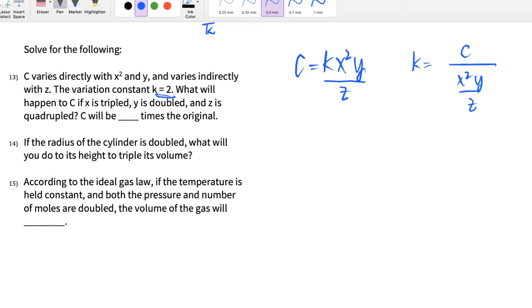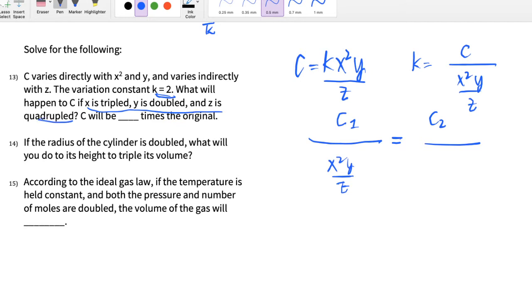Now, let's equate C1 and C2. C1 for the original values of C, and C2 for the adjusted, or itong mga nasa question: what will happen to C if X is tripled, Y is doubled, and Z is quadrupled? Okay, so here you will have X squared Y over Z. This should be equal to, kasi nga yung K mo is constant, C2, or ito na yung binago mo na bago na value na C due to the effect ng X is tripled, Y is doubled, and Z is quadrupled.